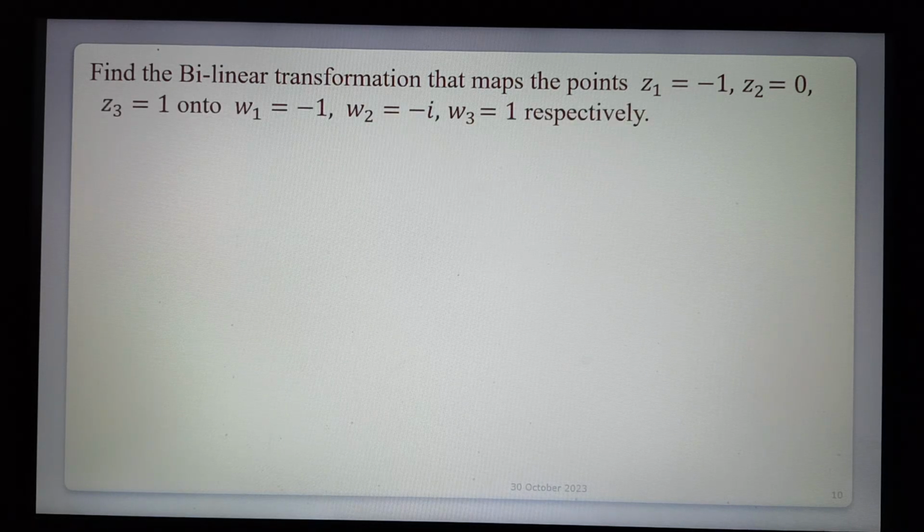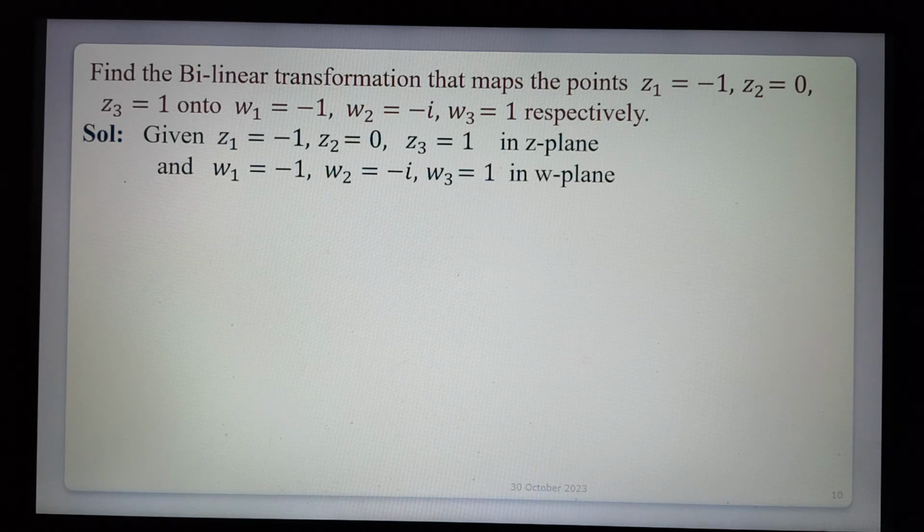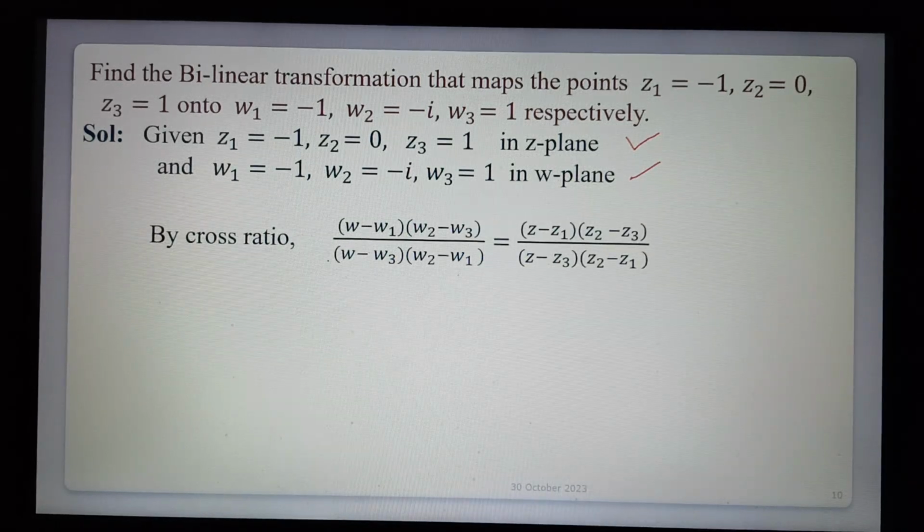Next example. Find the bilinear transformation that maps the points z1 = -1, z2 = 0, z3 = 1 onto w1 = -1, w2 = -i, w3 = 1. So the given points are in the z plane, and they are mapped onto the given points in the w plane. Now we find the bilinear transformation. Given the z points and w points, we use the cross ratio formula.